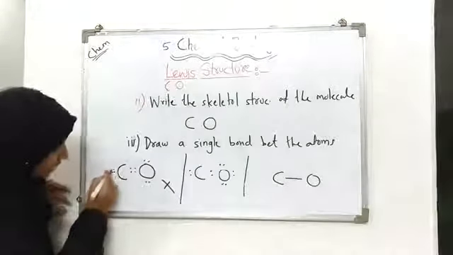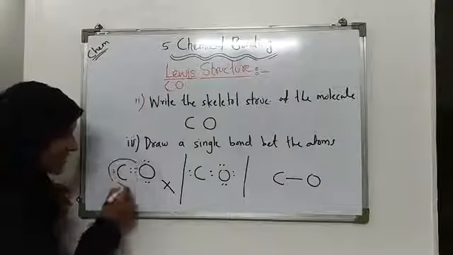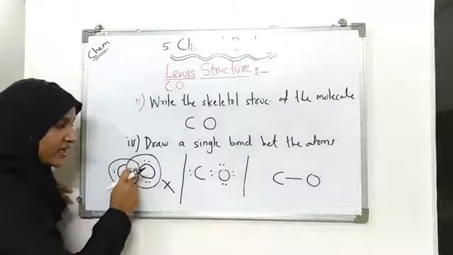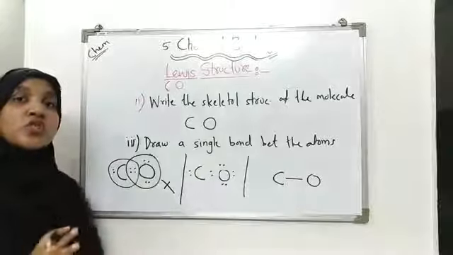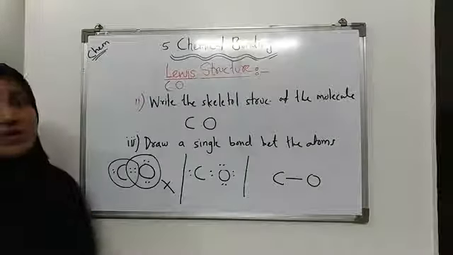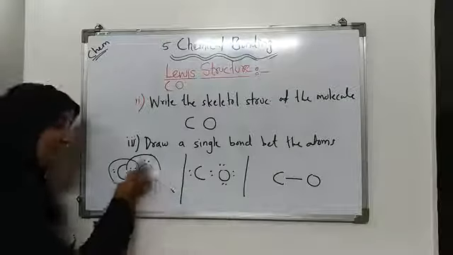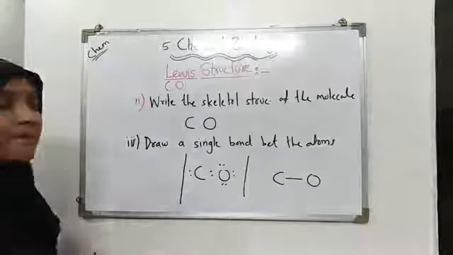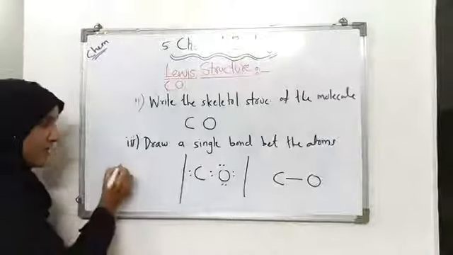1 2 3 4 5 6. That is only 6, but oxygen has 8. 1 2 3 4 5 6 7 8. So this is also not correct, because the octet should be complete according to the octet rule. So now what will we do? Let's see if by making one more bond we can complete the octet. Can we make one more bond? So now what will happen?